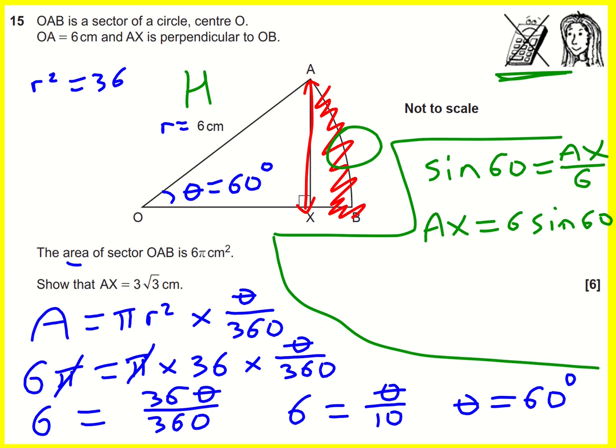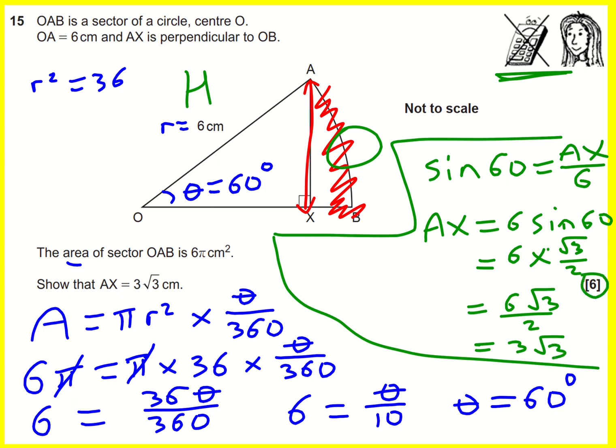Key thing then is, what is sine 60? And actually it's root 3 over 2, so it becomes 6 times root 3 over 2, which simplifies. Maybe I should show an extra line of working actually. 6 root 3 over 2 equals 3 root 3, and I'm done.